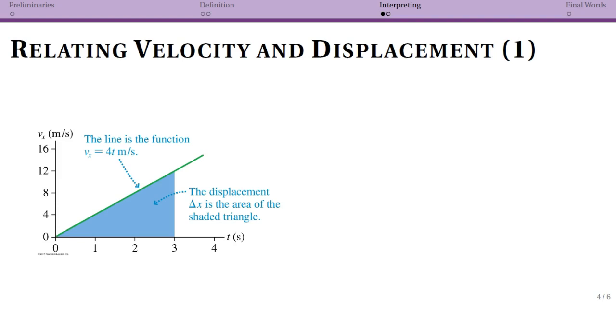So let's work through interpreting one example. Now, in this case, we have a velocity that is changing, and the velocity looks like a line. So what you'll see is that this is in fact just a constant acceleration, but we're not going to worry about that right now. What we want to do is figure out what our displacement is going to look like.